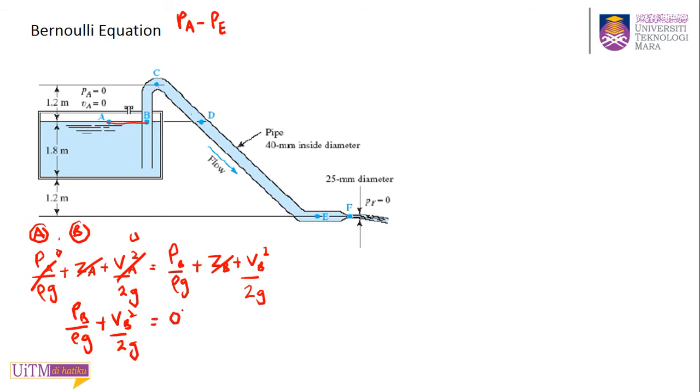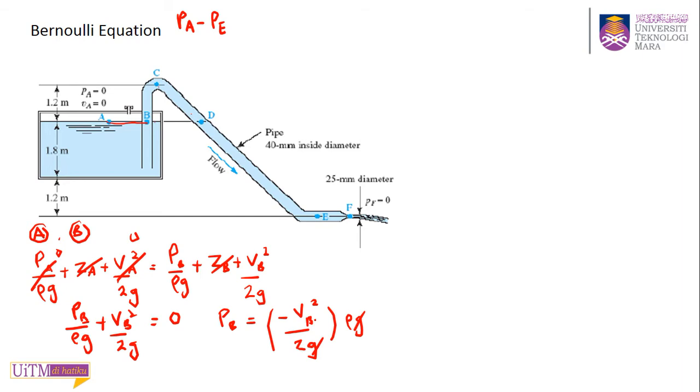You want to find PB, so arrange the equation with PB as the main thing. Bring all your terms to the right. VB squared over 2G, times rho G, you can cancel out G, so it leaves you negative VB squared over 2 times rho.